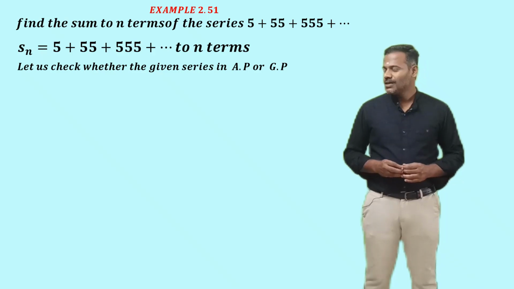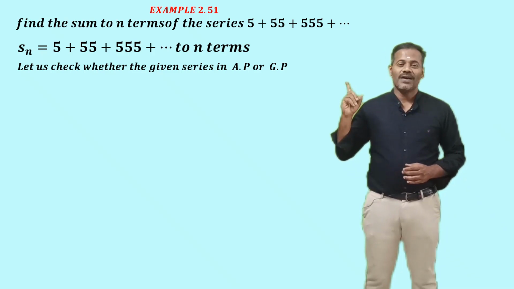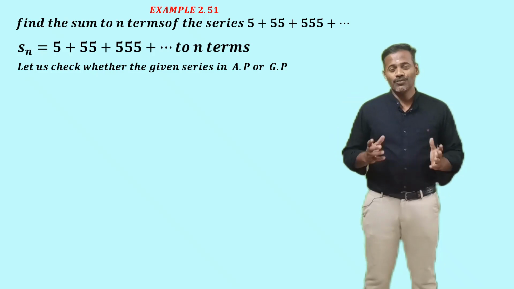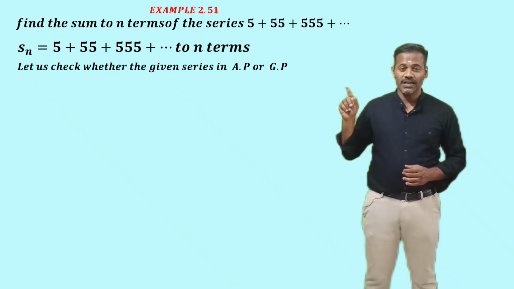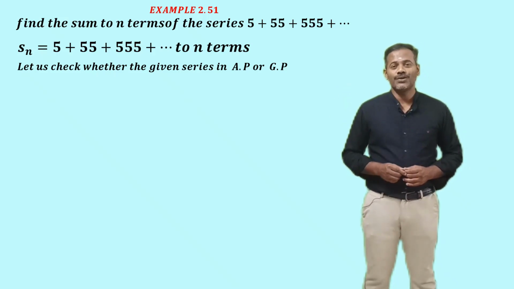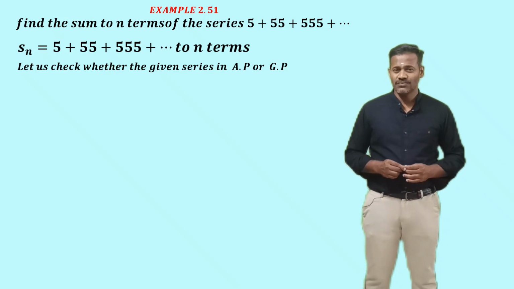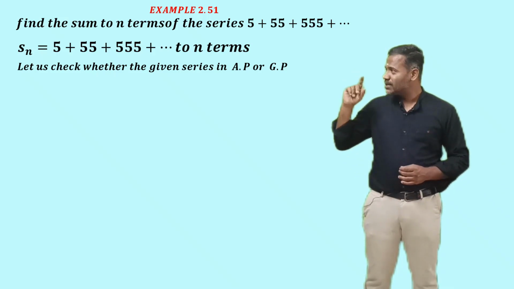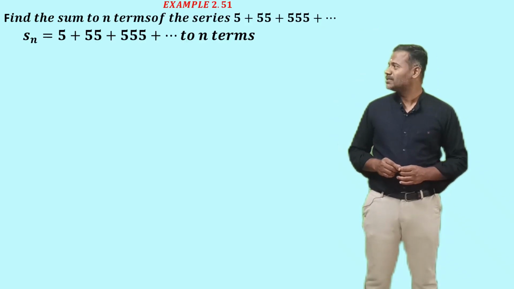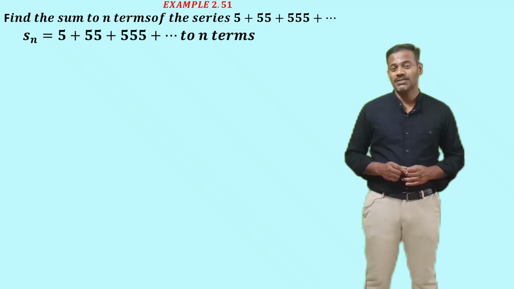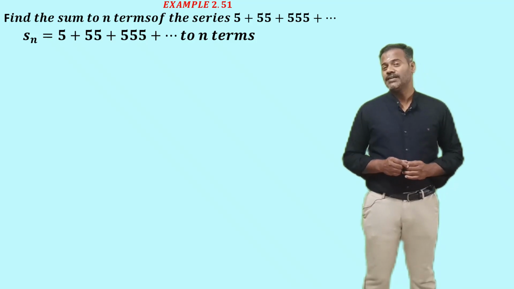For this we want to change this 5 into a 9 and 55 into a 99 like this. How do we make this? First of all we want to make it as a 1 and then convert into 9. We will do this problem, then you will understand. So what is the first step? Let us take the terms. Sn is equal to 5 plus 55 plus 555 plus up to n terms.